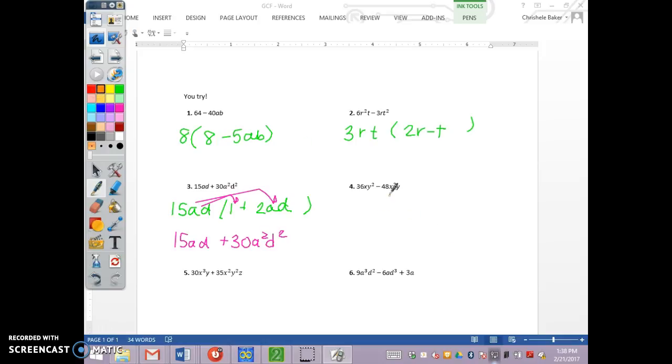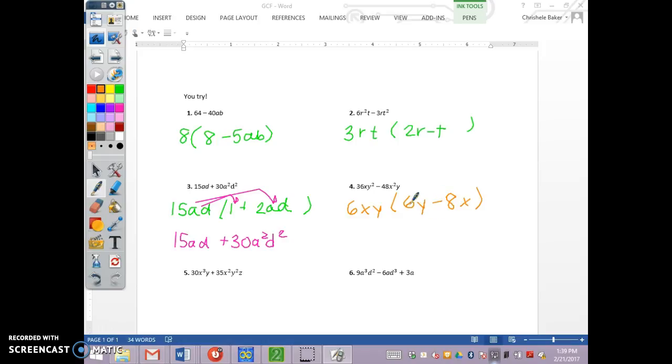What's common between 36 and 48? 6. What's common between y squared and x squared y? An x and a y. 36 divided by 6 is 6. I took out the x. I have 2 y's. I took 1 out, so 1 is left. 48 divided by 6 is 8. I took one of the x's out, so 1 is left. I took the y out. There's no y's left. So I actually did this one wrong for you, because look at what I'm left with.